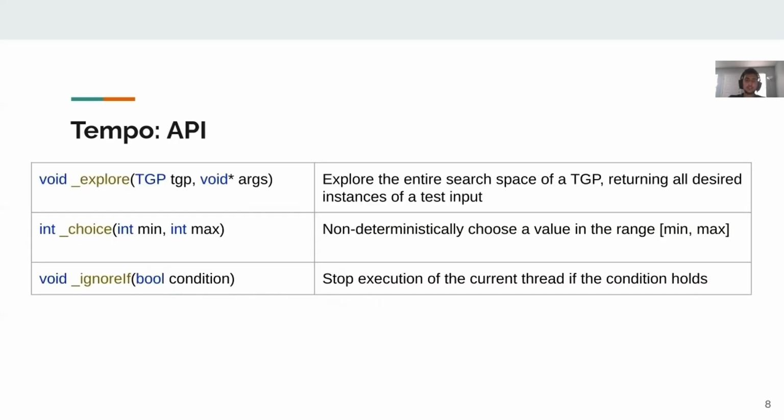The Tempo API is rather simple and only includes 3 functions. The first is the explore function, which given some TGP, will explore the entire search space of this TGP and return all of the desired test inputs. The second is the choice function, which we've already seen. This will non-deterministically choose a value in the range specified by its arguments, so min, max. The third and final function is ignore if, which will stop the execution of the current thread if the condition is true. This will be used by the declarative filters to filter out certain test inputs that violate the properties.